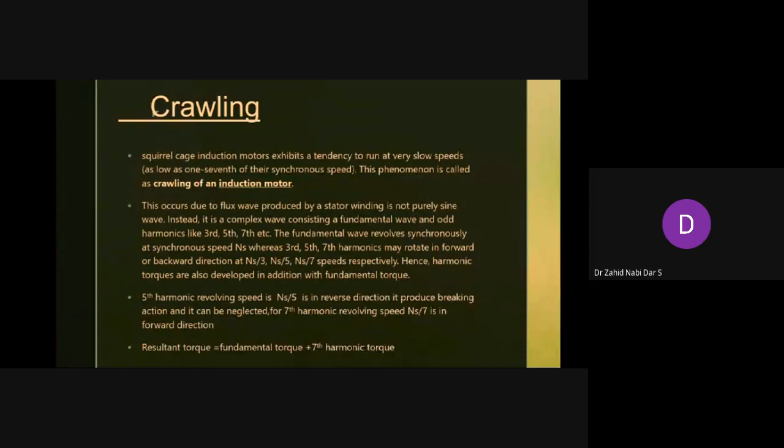It is opposite to the direction of the stator and rotor speeds, and it produces the braking torque. And when we substitute 6k plus 1, with k equal to 1, it's in the same direction. Then the speed is Ns by 7, that's in the forward direction, and it's in the motoring mode. The fifth is in the braking mode, and the seventh is in the motoring mode. Then the fifth harmonic we will neglect, since it's in the braking mode. So the resultant torque we are getting is fundamental torque plus seventh harmonic torque.